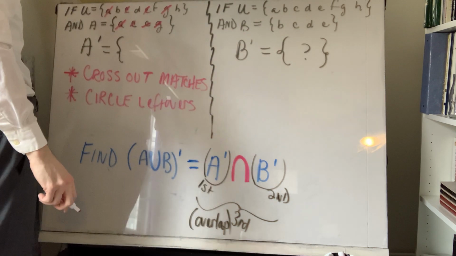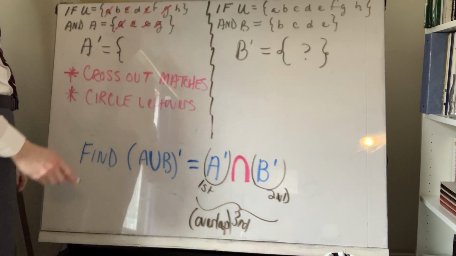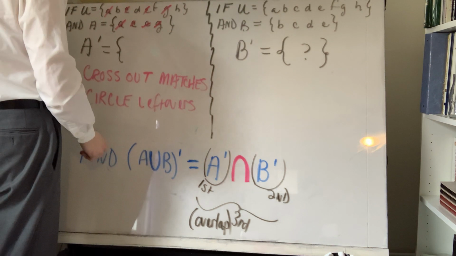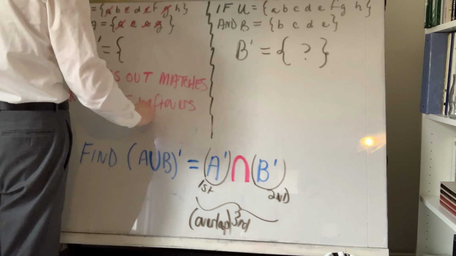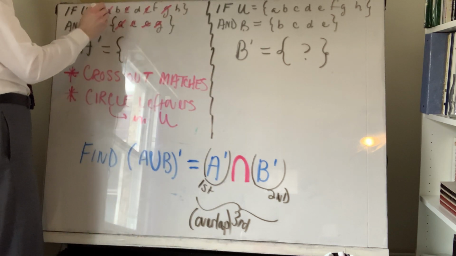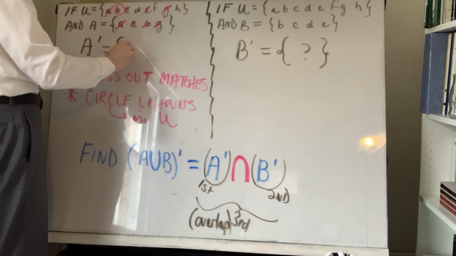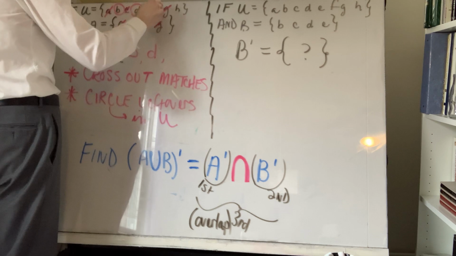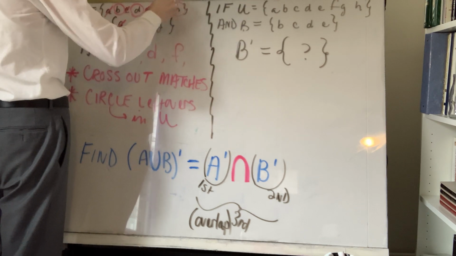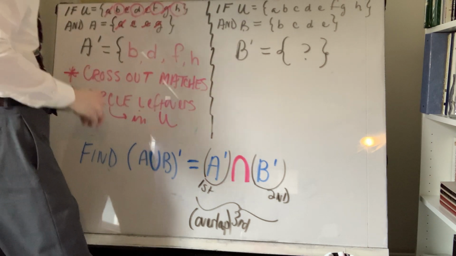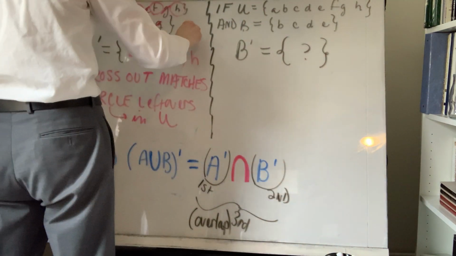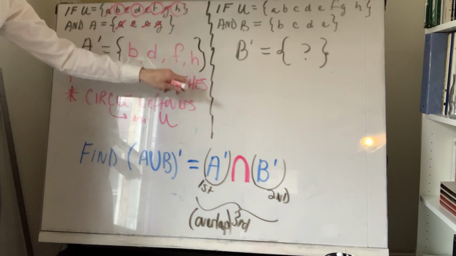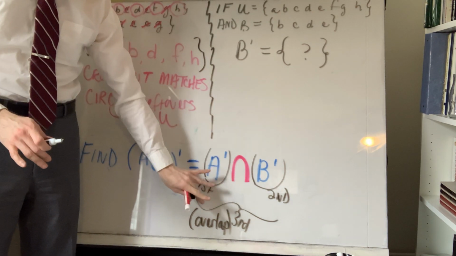Circle the matches that are leftovers. All right. Cross out the matches in between. Circle the leftovers in U. Right, so B would be left over, right? D would be left over, F would be left over, and H would be left over. Right. So we're going to save B, D, F, H to work with when we get to the intersection eventually.